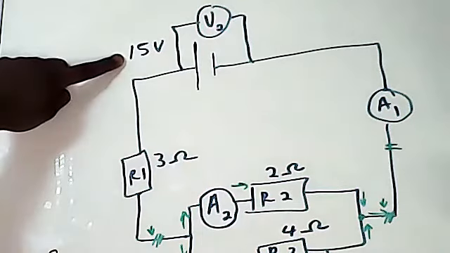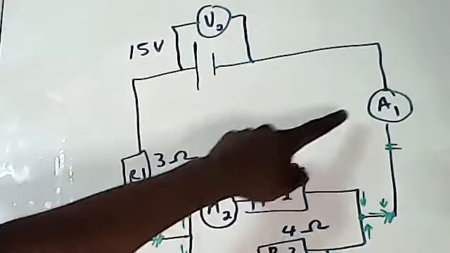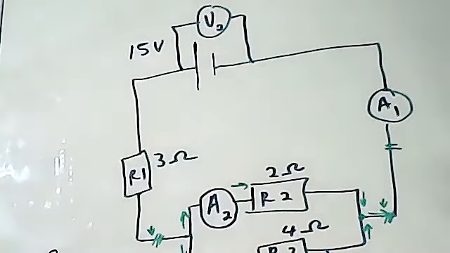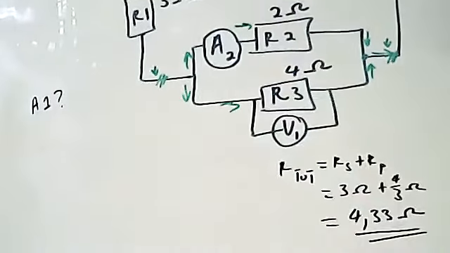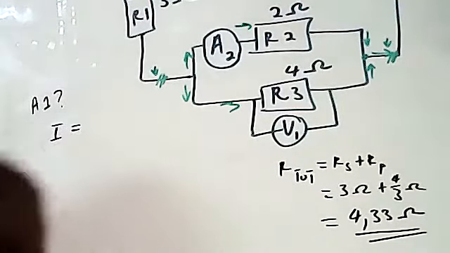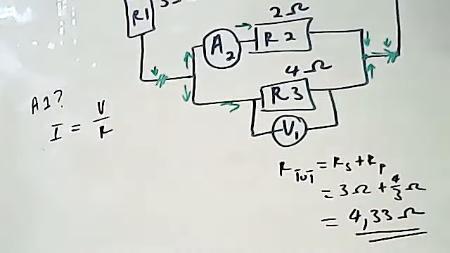So already we have 15 volts, which is the voltage of the whole circuit, and we just calculated the resistance of the whole circuit, for us to try and find the current of the whole circuit, right? So we are going to use the formula that I gave you. You're looking for I. I is given by what? I is given by V over R, right?